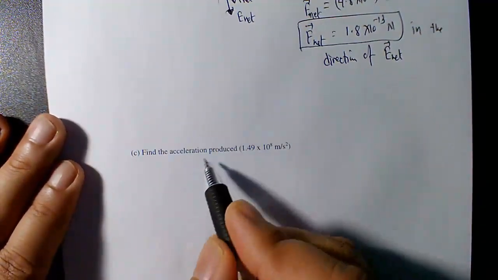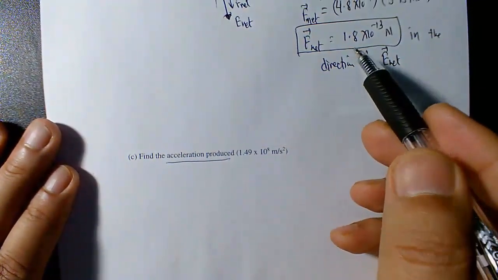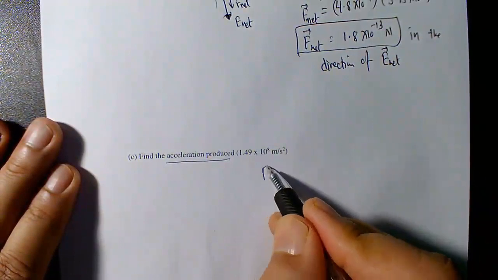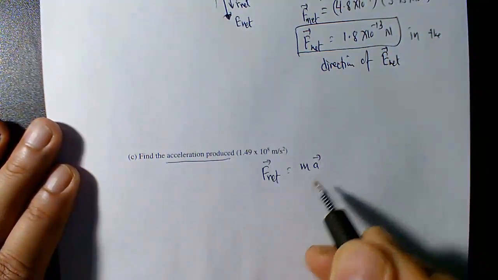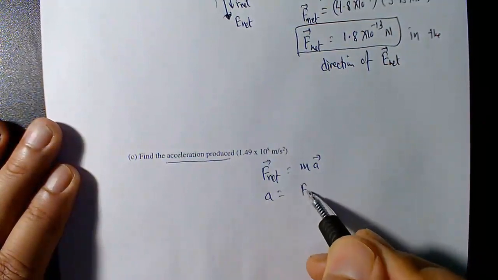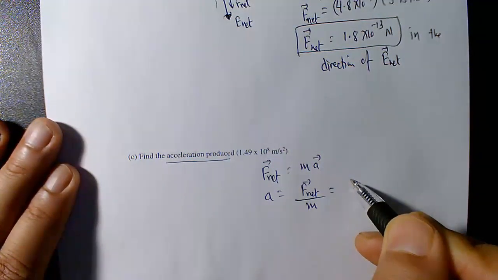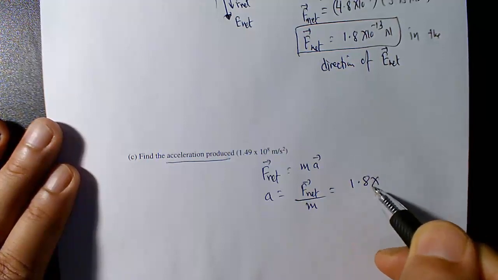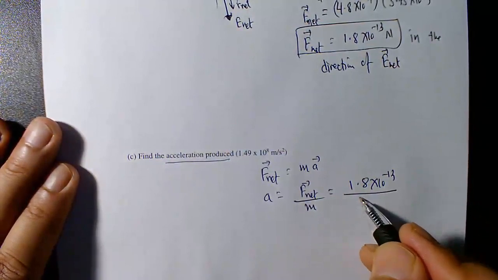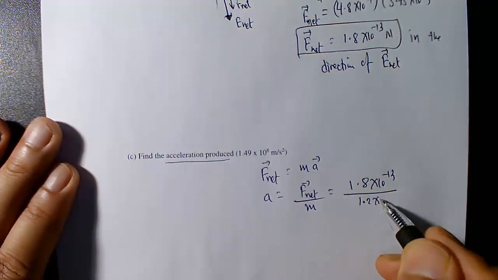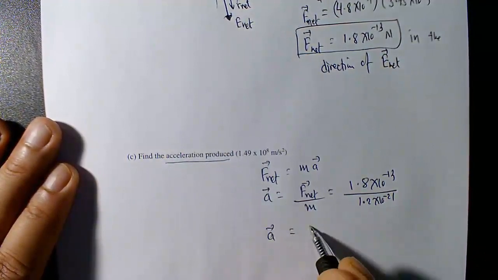Next, find the acceleration produced. Now it's easy because we already know the force and the mass is given. Newton's second law says force equals mass times acceleration, so acceleration is the net force acting on any object divided by mass. So the net force we have just found, divided by the mass of the test charge, gives the acceleration.